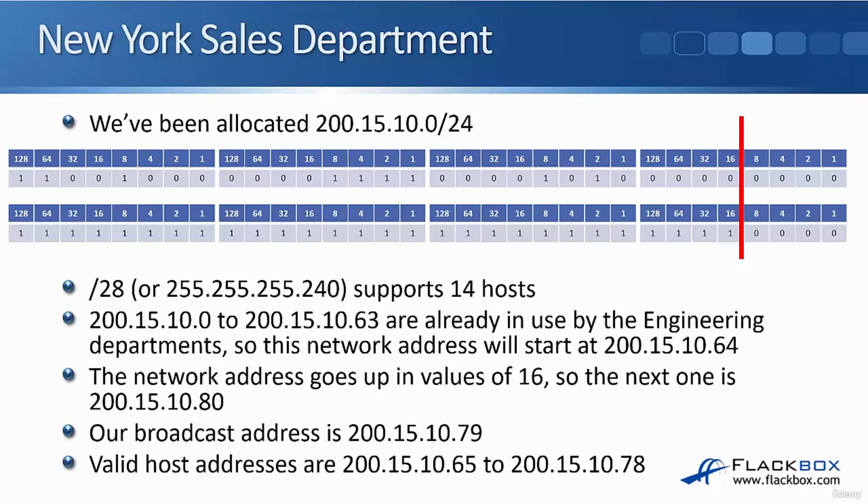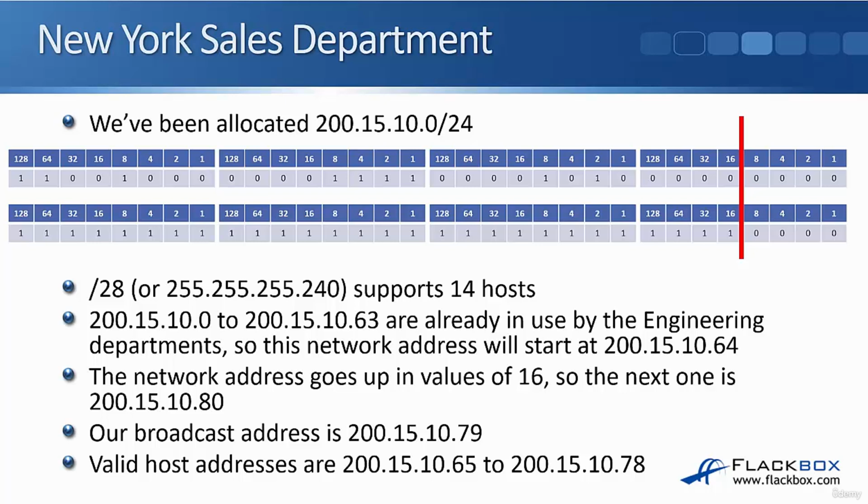Okay, so let's look at the answer. We need to support 14 hosts. The smallest possible subnet we can use is a /28. /28 means we've got 4 bits available for host addresses. So that's 2, 4, 8, 16 minus 2. That gives us the 14 hosts.